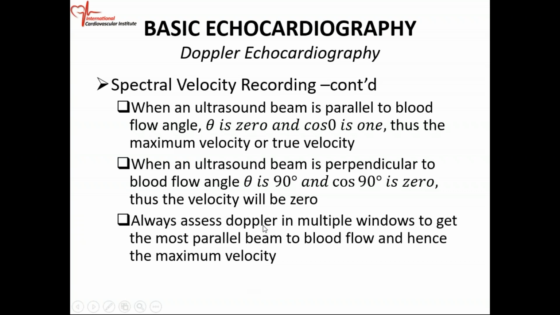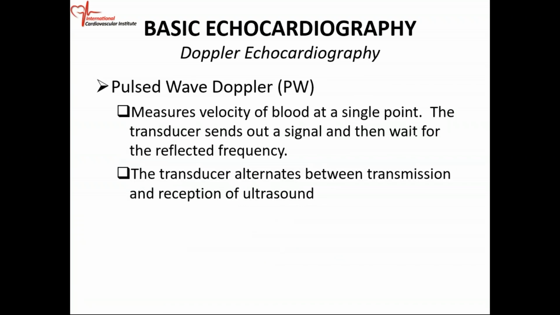So always assess Doppler in multiple windows. That is why when we're doing Dopplers, you have to use multiple windows, because you want to get your ultrasound beam as parallel to flow as possible, and no one window is going to give you that. Especially when we're assessing patients with aortic stenosis, we always recommend you use multiple windows, because you don't know before you start the study which window is going to give you the most parallel ultrasound beam to flow. So always assess Doppler in multiple windows to get the most parallel beam to blood flow and hence the maximum velocity. This is extremely crucial.